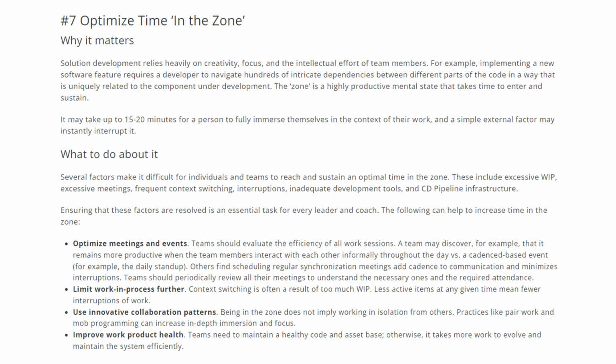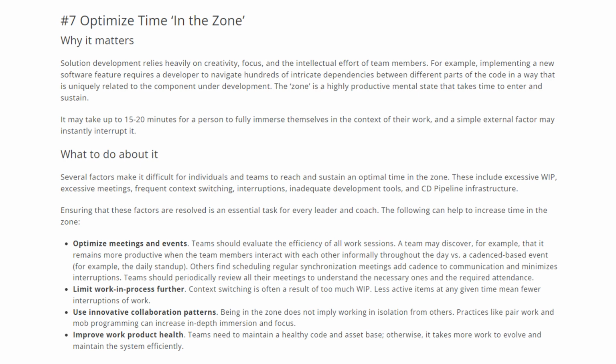Several factors make it difficult for individuals and teams to reach and sustain an optimal time in the zone. These include excessive WIP, excessive meetings, frequent context switching, interruptions, inadequate development tools, and CD pipeline infrastructure. Ensuring these factors are resolved is an essential task for every leader and coach. The following can help to increase the time in the zone.